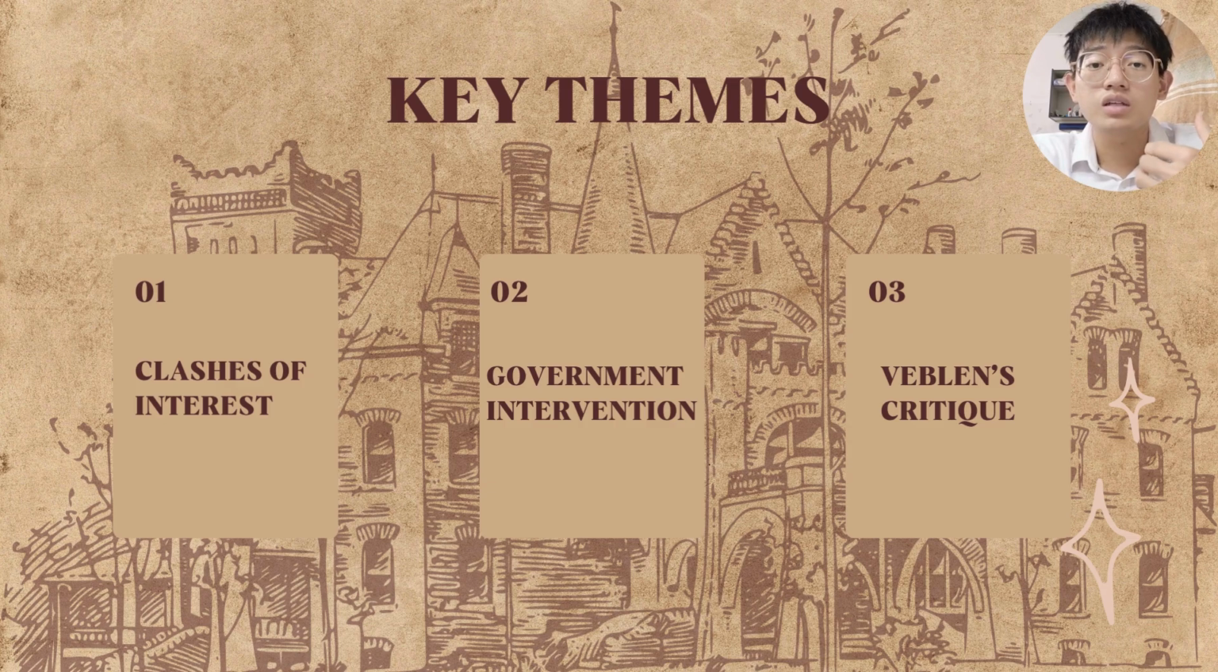Today, I'll be discussing a key term in political economy, which is power and vested interest. We will explore how economic power is distributed, how different groups have conflicting interests, why government intervention becomes necessary in an economy, and finally, we will dive into Thorstein Veblen's powerful critique of capitalism.